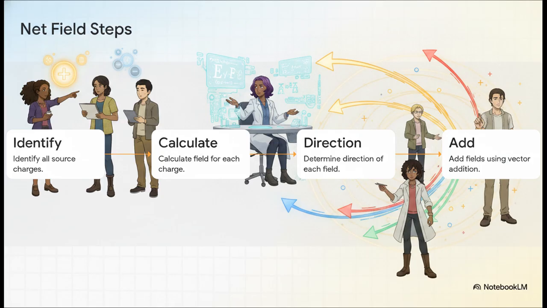Step 1, look around your environment and identify all your source charges. Step 2, pretend the others don't even exist and calculate the field strength for each one individually. Step 3, figure out which way each specific wind tunnel is blowing. Remember, away from positive toward negative. And finally, step 4, just combine them using standard vector addition. It literally turns a seemingly impossible chaotic system into a highly predictable mechanical process.